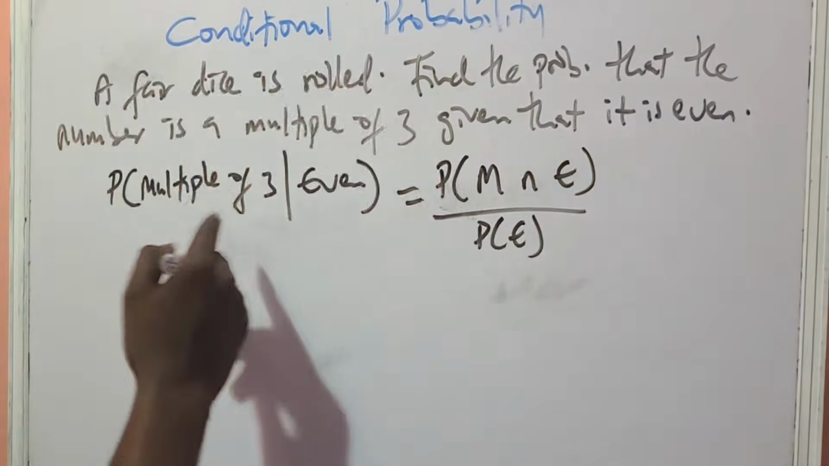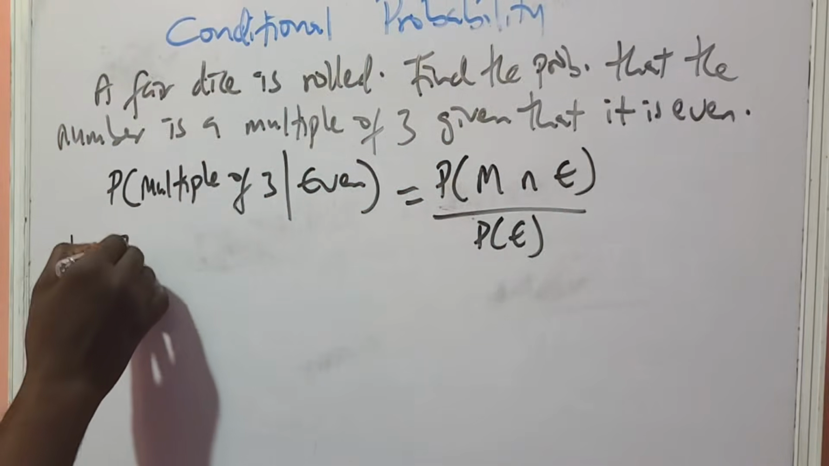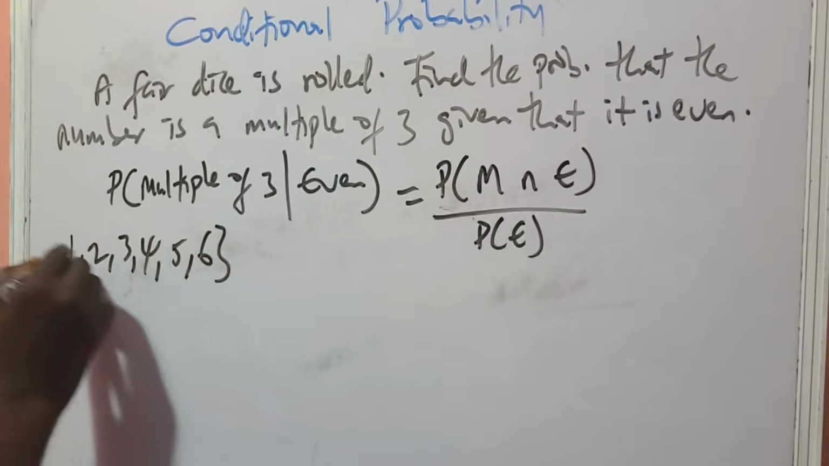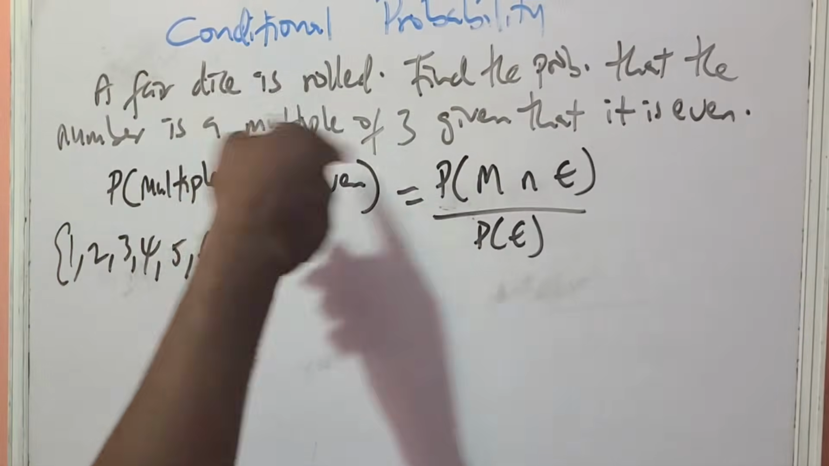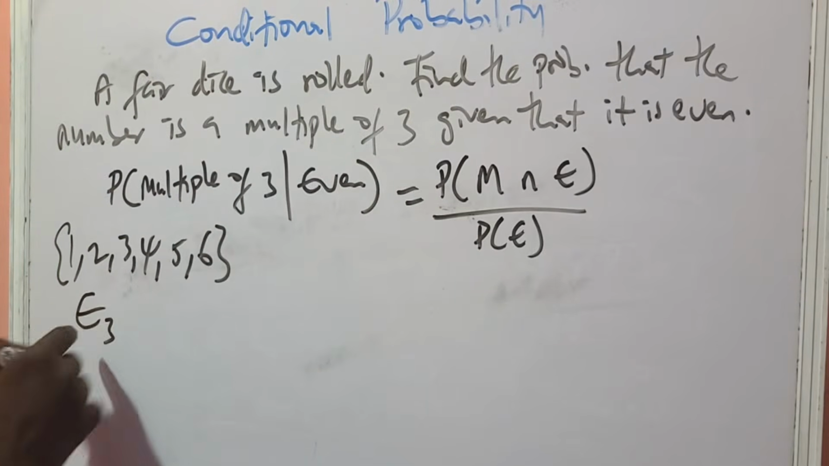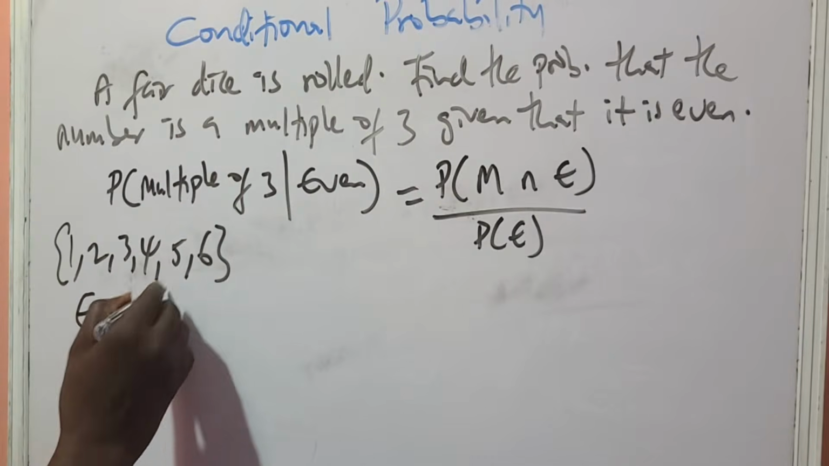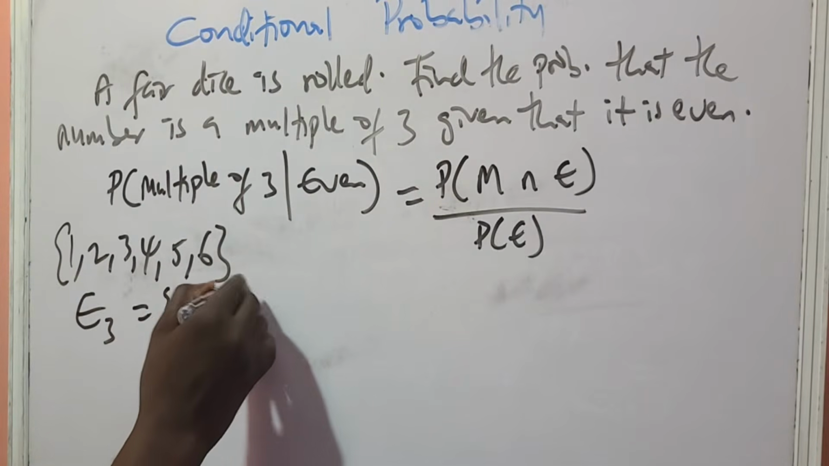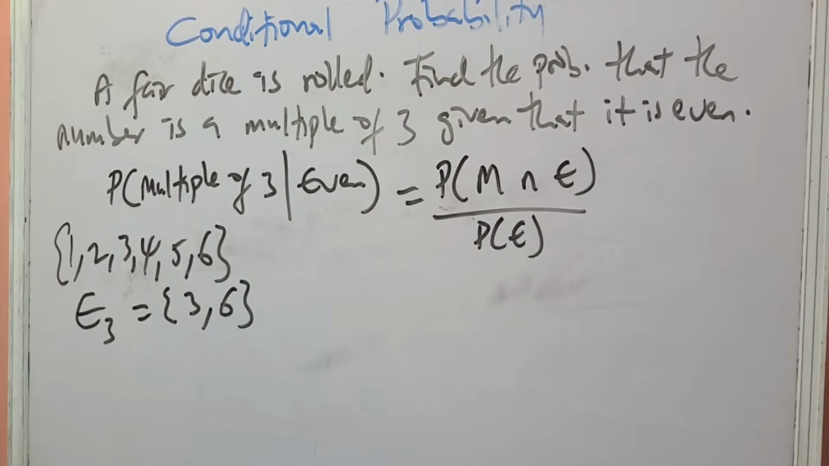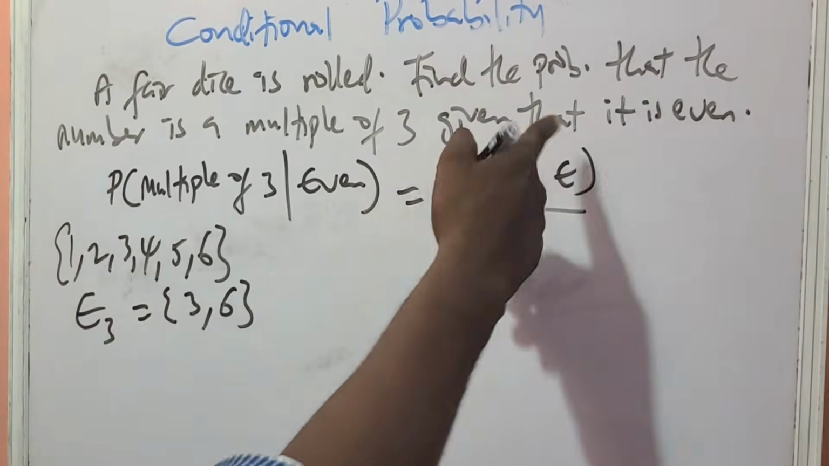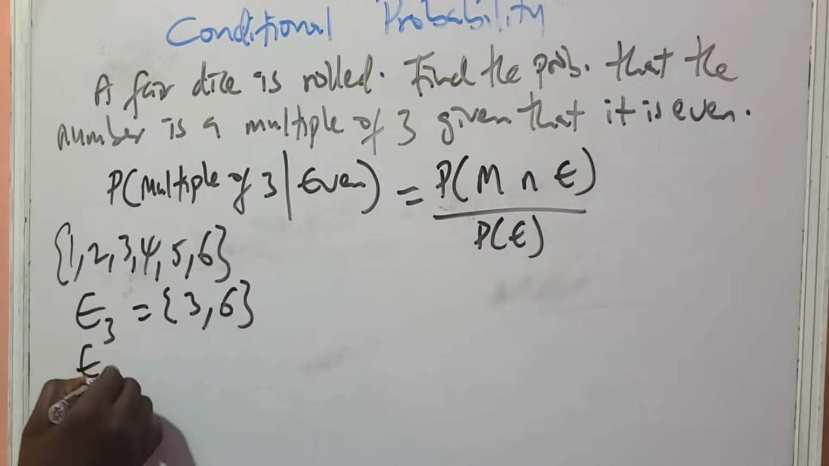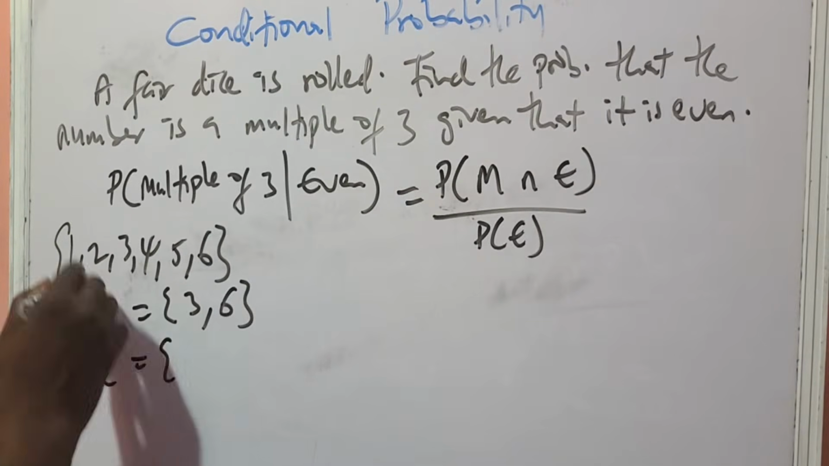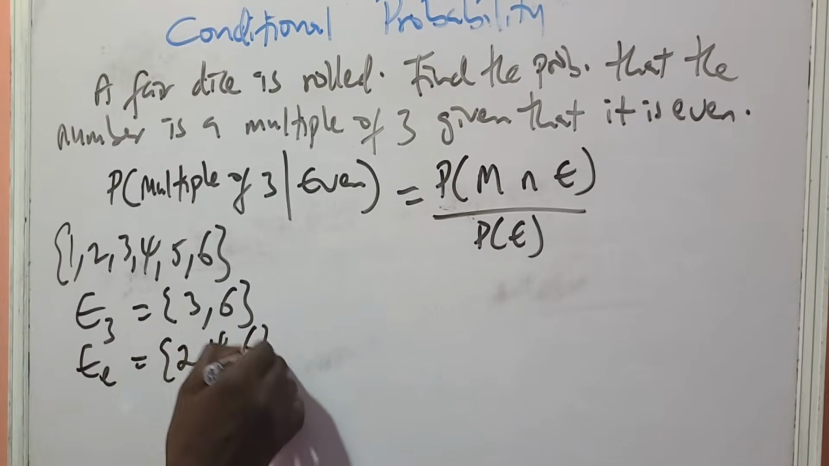Now, a fair dice is rolled. What's your sample space there? 1, 2, 3, 4, 5, 6. All right. Now, probability that it's a multiple of 3. The question is, what is the event space for multiple of 3? Let me write E3, showing the multiple of 3. Multiple of 3 we have here, we have 3, we have 6. Now, given that it is even, the event space for even, let me write EE, showing even. For even, we have 2 is an even number, 4, and we have 6.